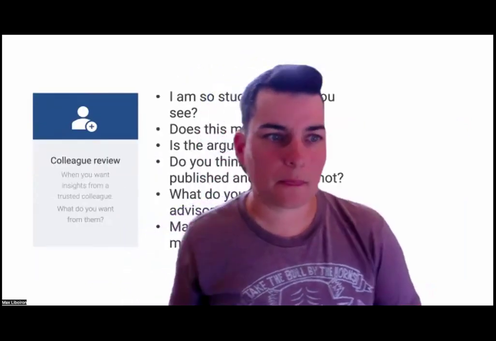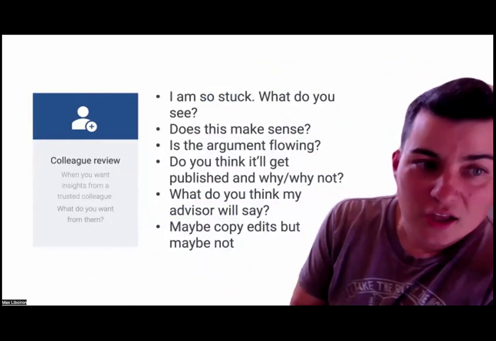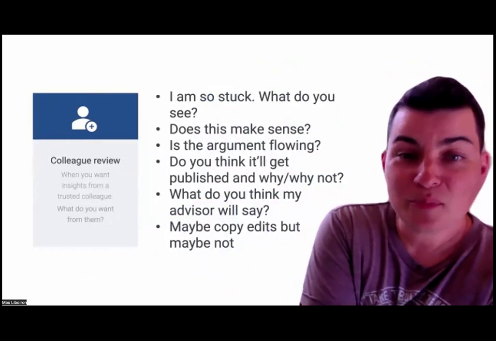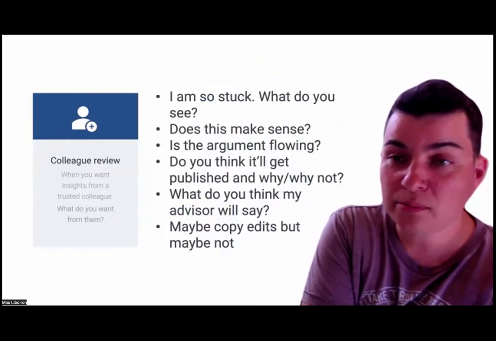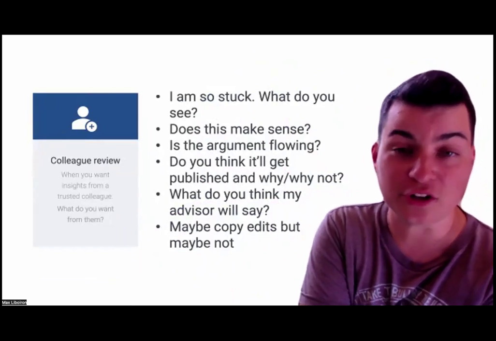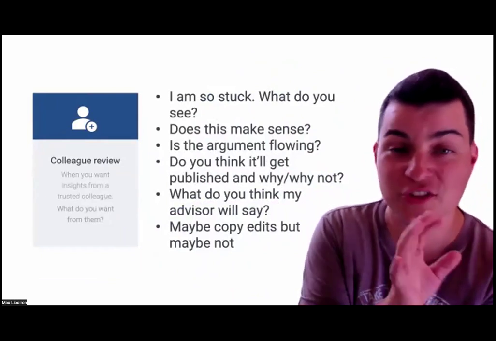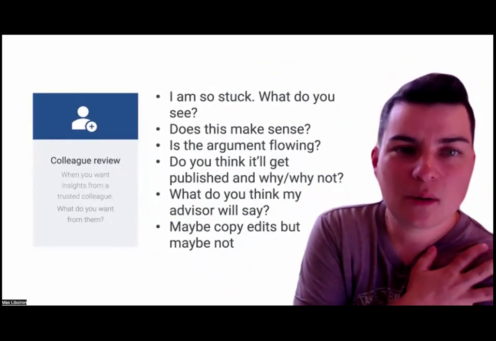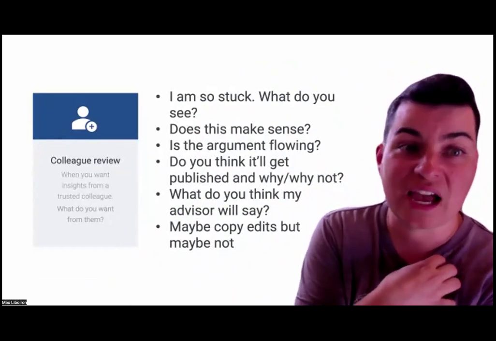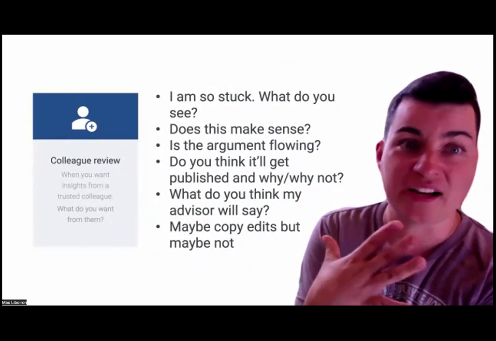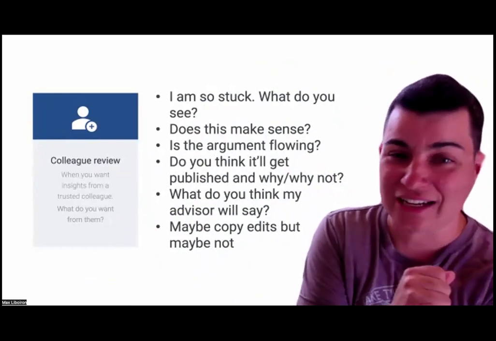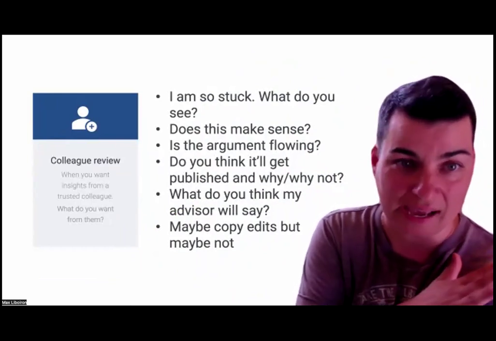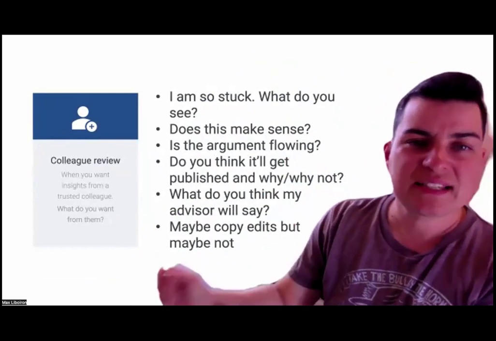So colleague review. You have to be really clear what you want, because as a colleague, you're probably showing someone your dirty laundry. It's going to be a mess. So probably the most common thing is, I'm stuck. I don't know where I'm going. What do you see? Do you see any nuggets? Do you see a direction? Can you give me a hand? Does this make sense? Happens a lot.